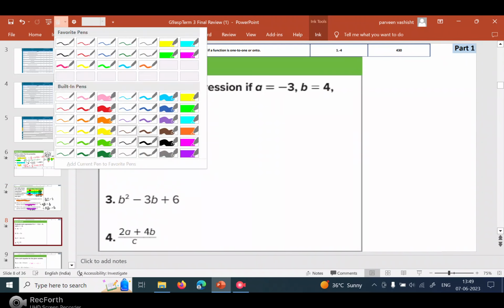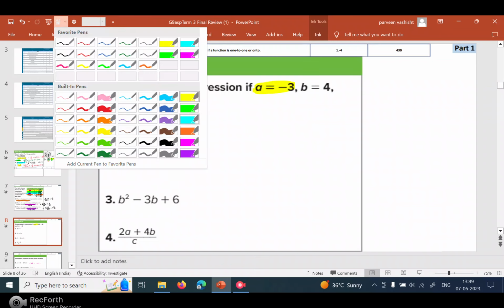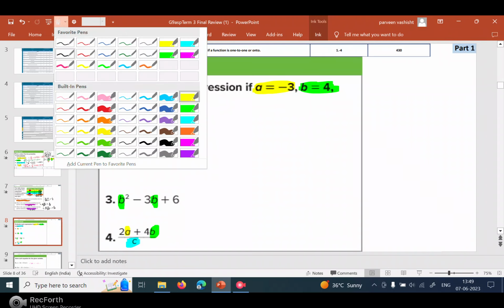Let us go to the next, third type of question. We have to simplify the expressions if A is given to me as minus 3, B is given to me as 4, and C is given to me as minus 2. So wherever C is, I will highlight it. Wherever C is, I have highlighted it with this color. Wherever B is, I have highlighted it with green color, because I am going to put in the values of these variables.